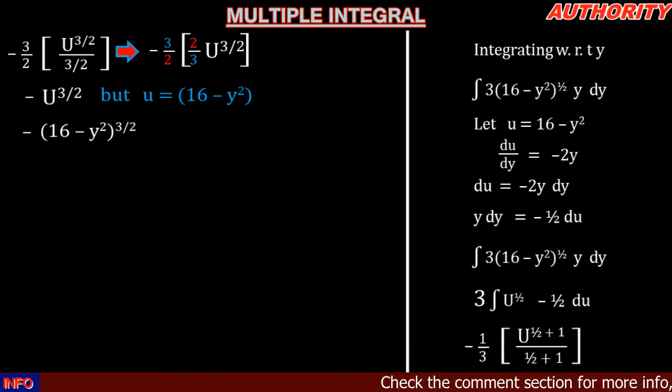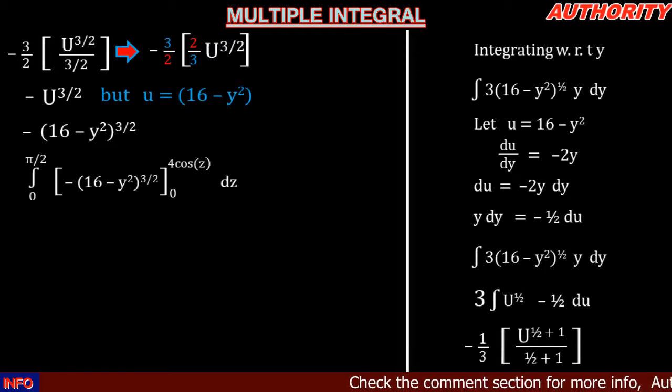And then here, we have the integral from 0 to pi all over 2 and the integral from 0 to 4 cos z of 3y open bracket 16 minus y squared close the bracket raised to power 1 over 2 dy dz. And we evaluated the inner integral and it gives us minus 16 minus y squared in bracket raised to power 3 all over 2. Okay, so as we evaluated the inner integral, that means we are going to be left with the outer integral, right? Good. So here, that means we're going to have the integral from 0 to pi all over 2 of minus open bracket 16 minus y squared close the bracket raised to power 3 all over 2, and then the limit from 0 to 4 cos z, with respect to z. All right, good.